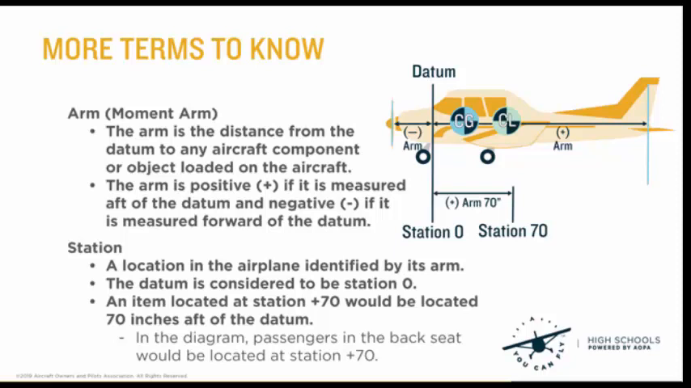The datum is considered to be station 0. An item located at station plus 70 would be located 70 inches aft of the datum. So hopefully that kind of makes sense, but a lot of new terminology.